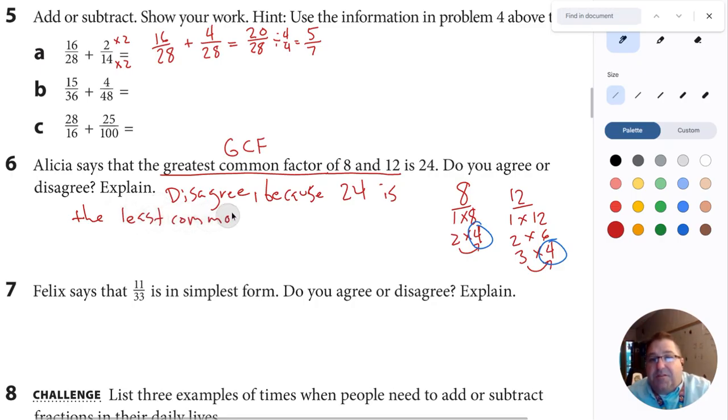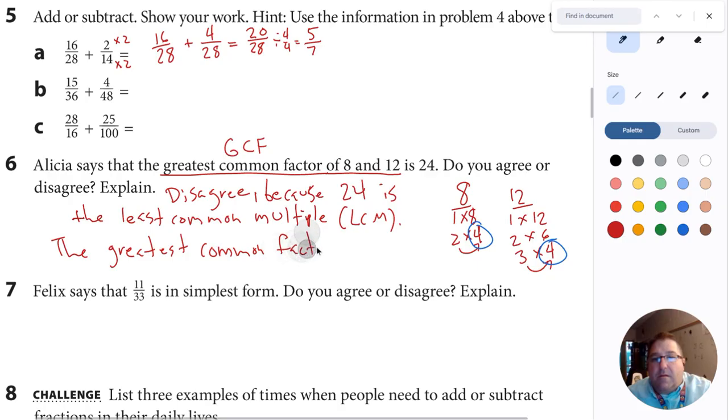Should have used the text tool for this one, right? So you don't have to read my chicken scratch. Least common multiple, the LCM, right? The greatest common factor, or GCF, is 4. So yep, she made a mistake between least common multiple and greatest common factor.